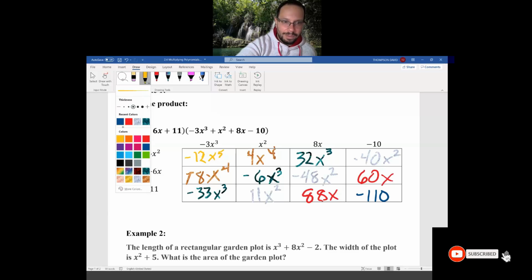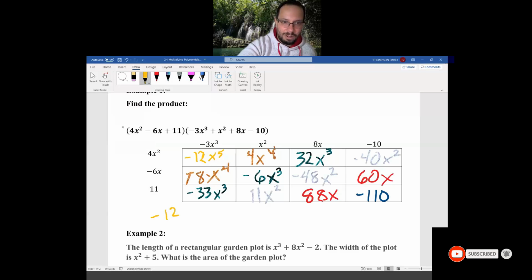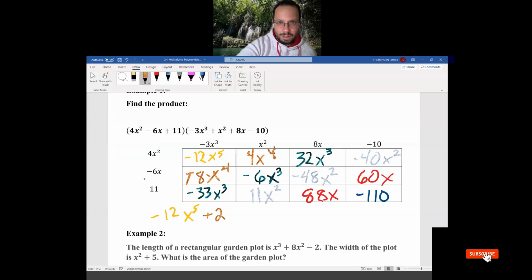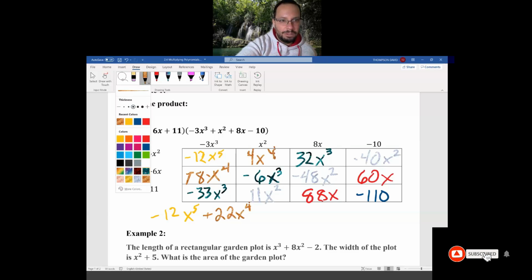Combine our like terms, so 4x to the fourth plus 18x to the fourth should give me positive 22x to the fourth. Then we want our ocean terms. 32x cubed plus negative 6x cubed plus negative 33x cubed. 32 plus negative 33 would be negative 1x cubed. Plus negative 6 would be negative 7x cubed.